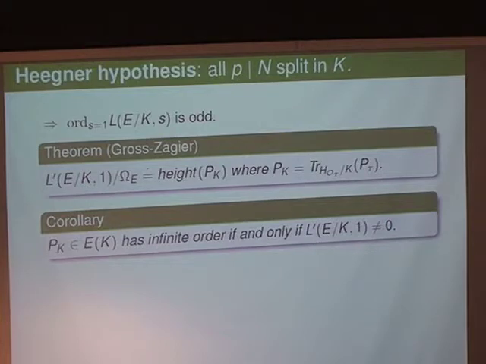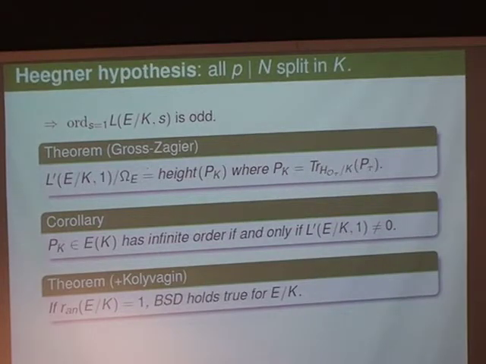Call it P_K. So what the Gross-Zagier formula tells you is that the Néron-Tate height of this point is essentially the first derivative of this function at 1, divided by a period, up to some non-zero constants. Since the height of a point is 0 if and only if the point is torsion, what you get as a corollary is that this point has infinite order if and only if this first derivative is non-zero.